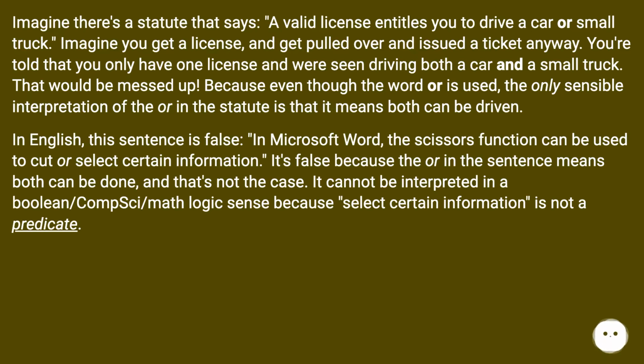Because even though the word or is used, the only sensible interpretation of the or in the statute is that it means both can be driven. In English, this sentence is false: In Microsoft Word, the scissors function can be used to cut or select certain information. It's false because the or in the sentence means both can be done, and that's not the case. It cannot be interpreted in a Boolean, computer science, math logic sense because select certain information is not a predicate.